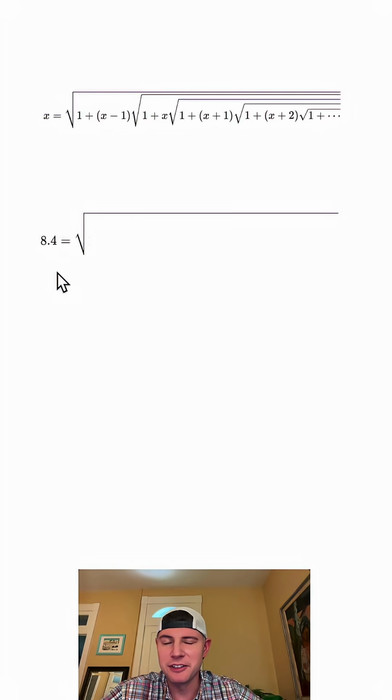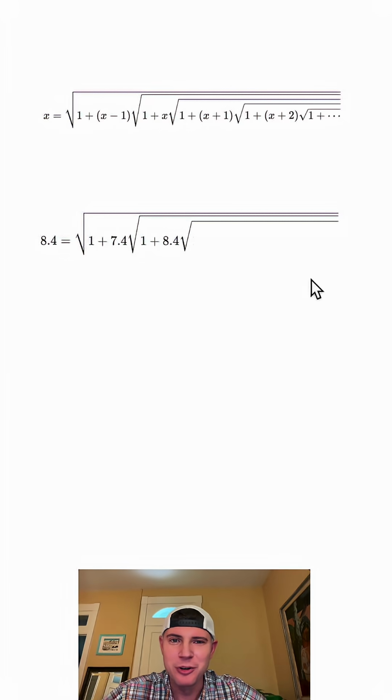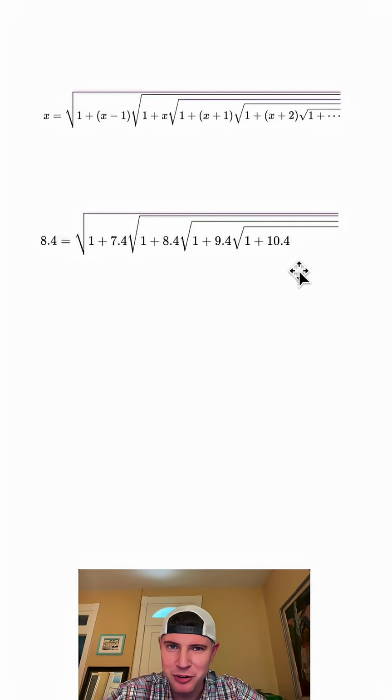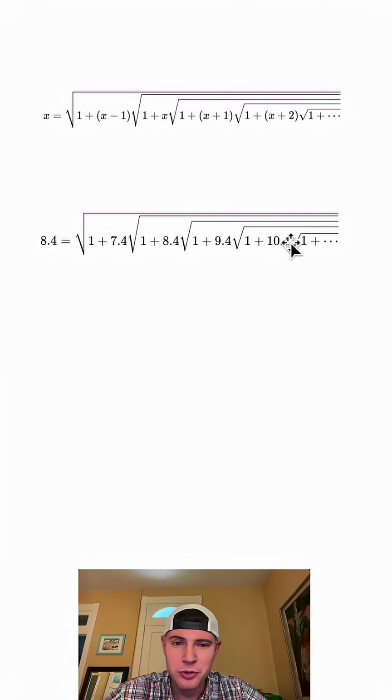And then last, to build our 8.4, you'll do 1 plus 1 less than this, which is 7.4, times the square root of 1 plus, and then you add 1 to this, which is 8.4, times the square root of 1 plus, and then you add 1 to this, which is 9.4, times the square root of 1 plus, add 1 to this, and it gives you 10.4, times the square root of 1 plus, and so on. This is how to make your own square root Ramanujan sum of any number that you want. How exciting.